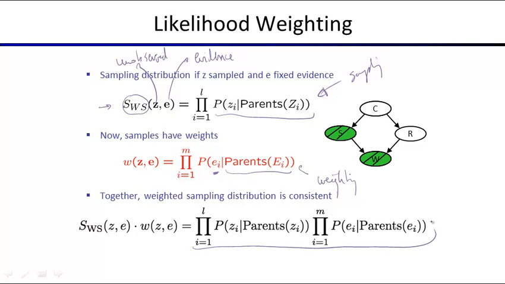So what that says is that if we use our samples, we get an empirical distribution that is correct for the original distribution.